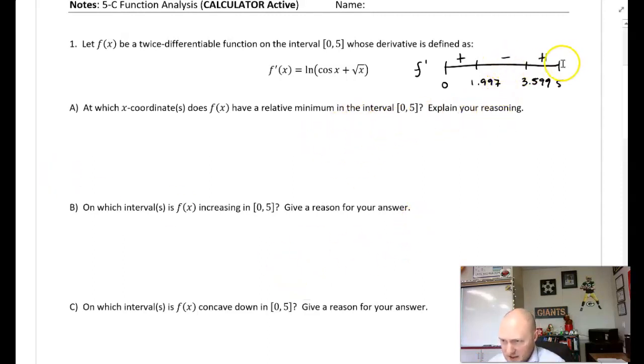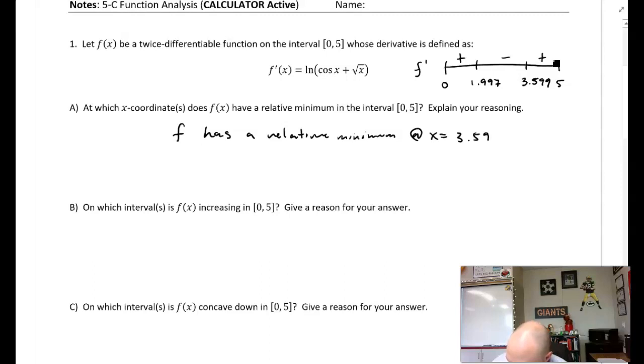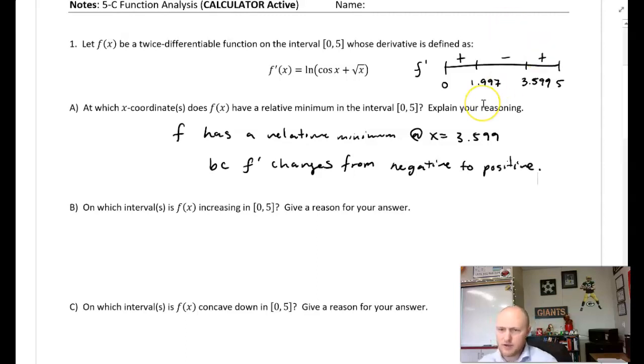Well, when we change from negative to positive. So we can say f has a relative minimum at x equals 3.599 because f prime changes from negative to positive. There you have it. Pretty easy.